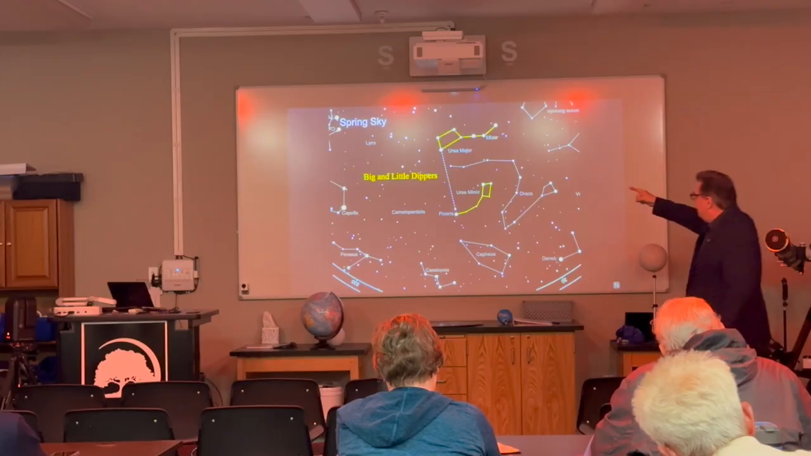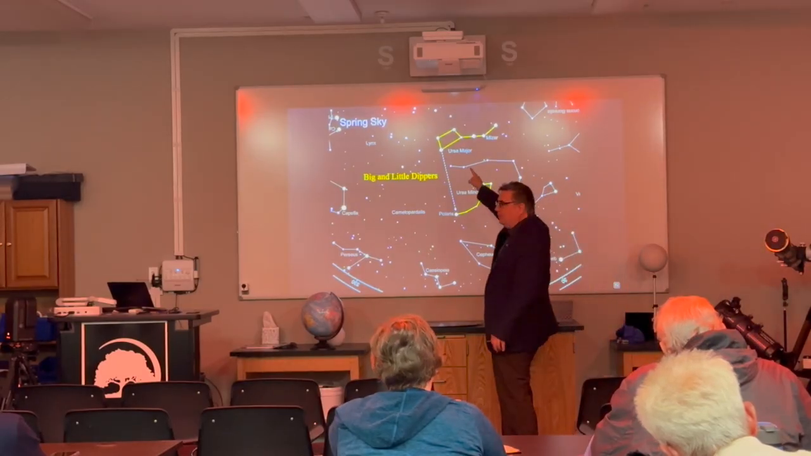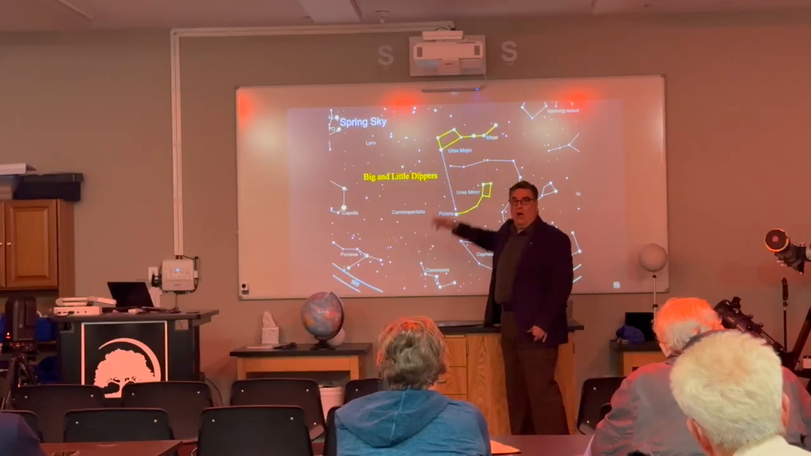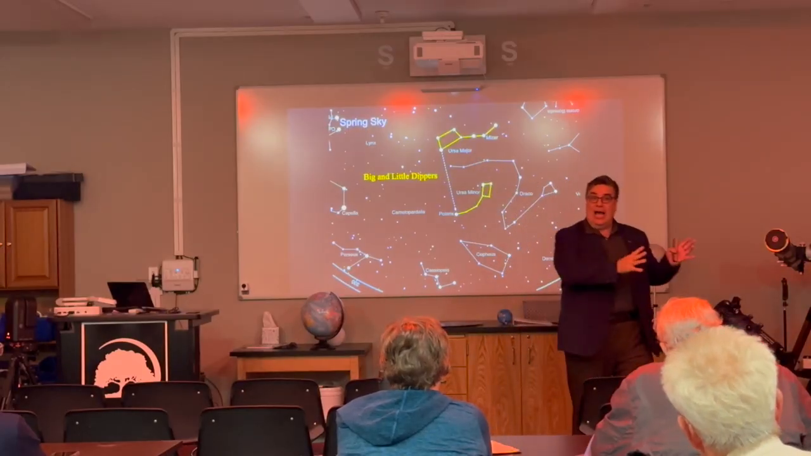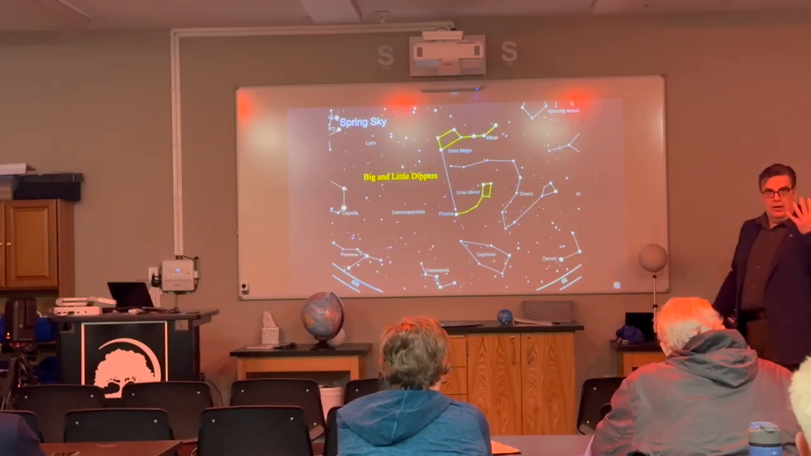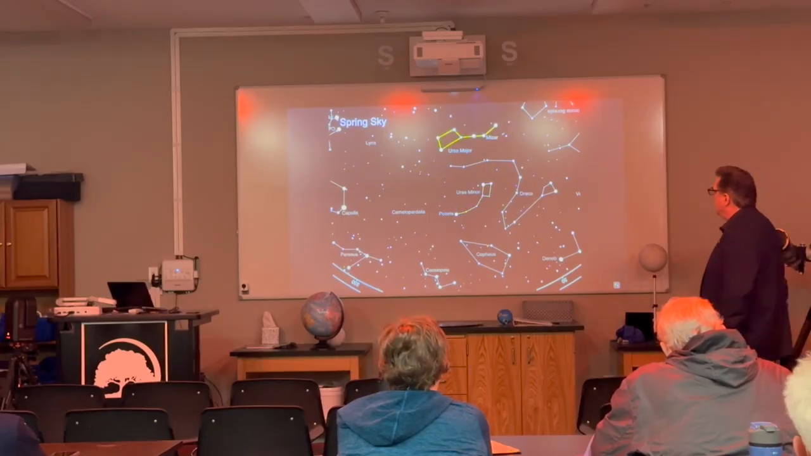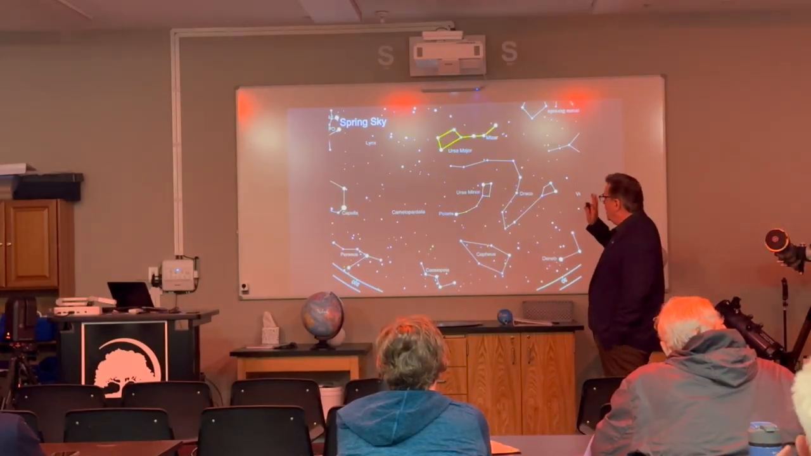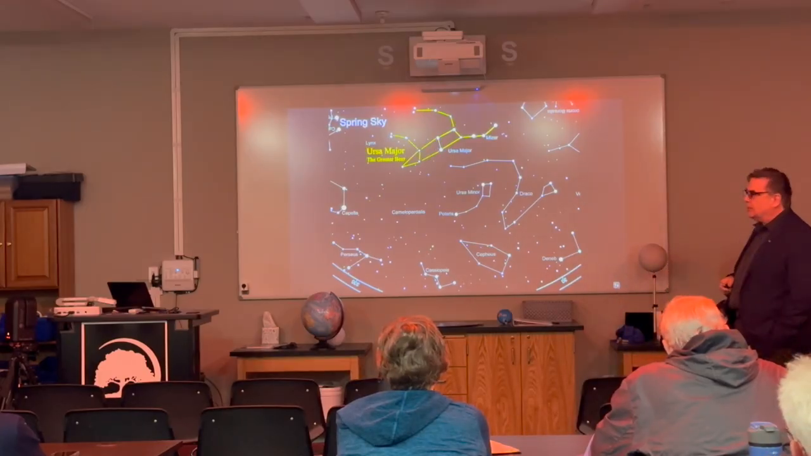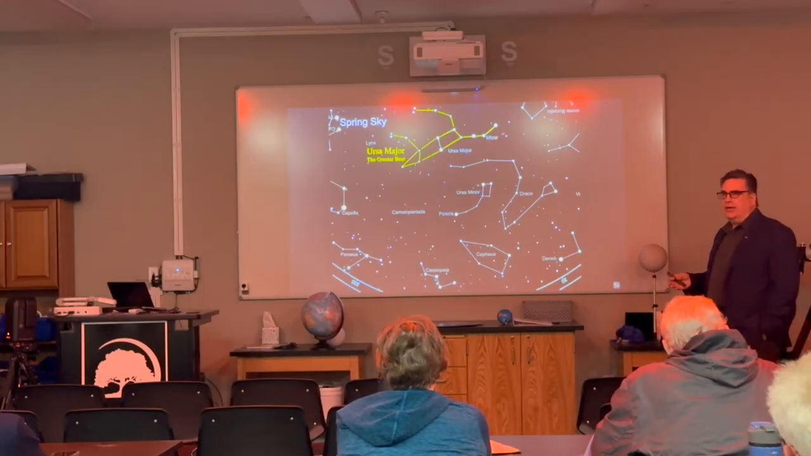Even today, if you went to a planetarium or an observatory in Europe, depending on where you are, they might call that the Big Dipper, they might call it the plow, they might call it the wagon. Whereas here in North America, we know it as the Big Dipper. We do have two constellations here. The Big Dipper is inside of Ursa Major, the Big Bear or the Greater Bear.